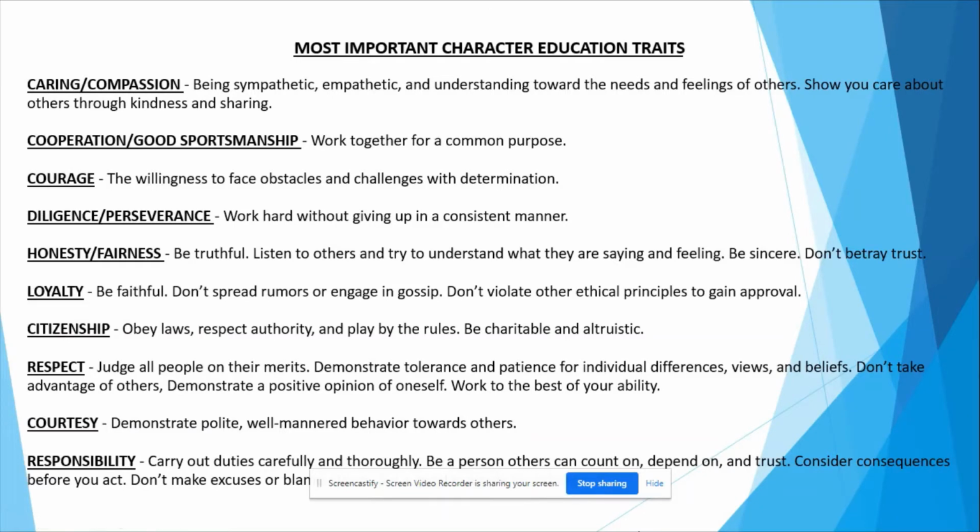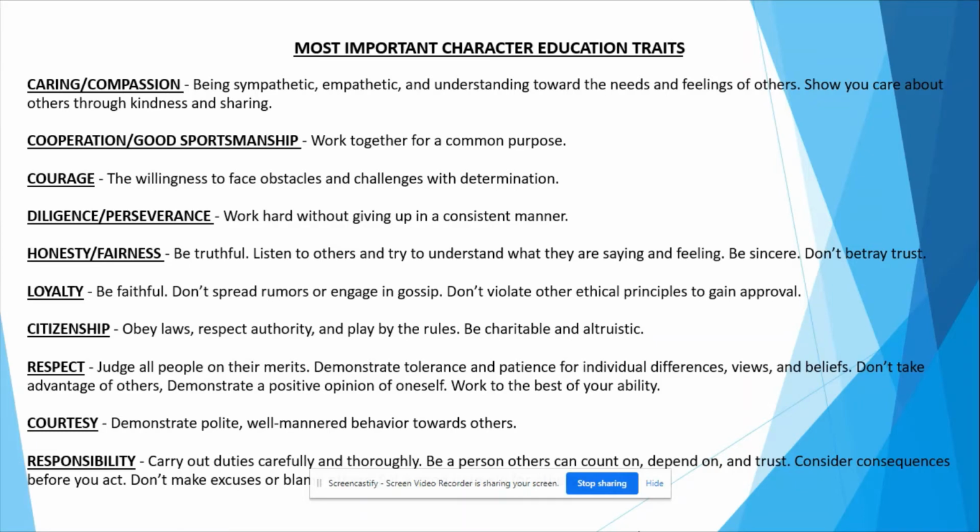What are the most important character education traits? Caring and compassion. You have to be sympathetic, empathetic, and understanding towards the needs and feelings of others. Show them that you care about them through kindness and sharing. Cooperation and good sportsmanship. You've got to get these kids to work together for a common purpose. Courage, the willingness to face obstacles and challenges with determination. Be the role model for those students.